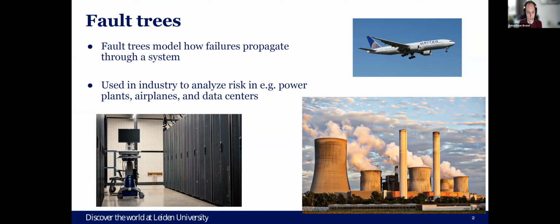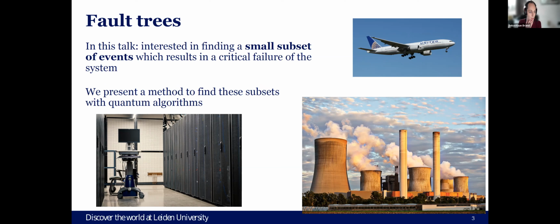What you can imagine is if I have some system, let's say an airplane, and an engine fails, that doesn't necessarily mean the entire system is going to fail, right? An airplane might be able to land safely with just one functioning engine. And we want to investigate small subsets of components or events which, if something goes wrong, can trigger a critical failure. That's what I'm going to talk about in this talk, and I'm going to show how we can use quantum algorithms to speed up finding these subsets.